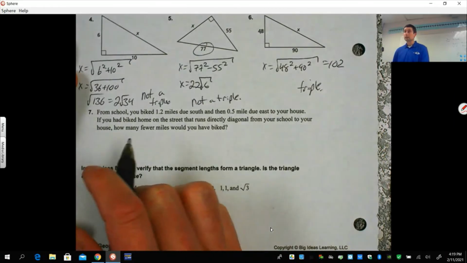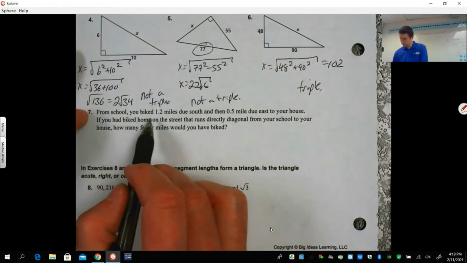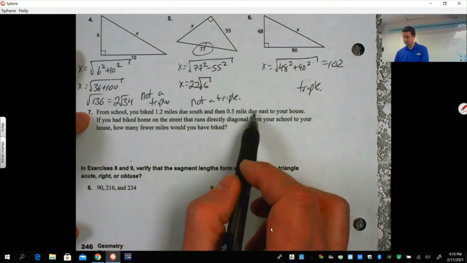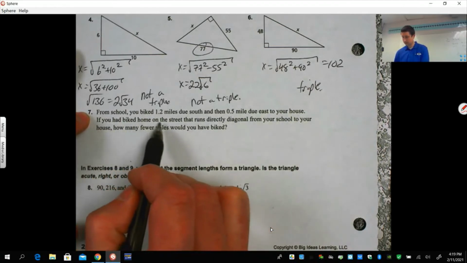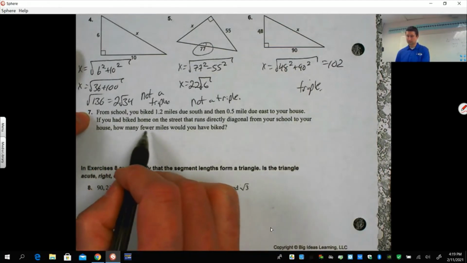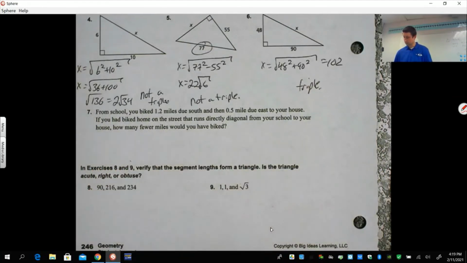Okay, number 7. From school, you biked 1.2 miles due south, then 0.5 miles due east to your house. If you had biked home on the street that runs directly diagonal from your school to your house, how many fewer miles would you have biked? This is a good question for Rambo runs if you're in cross country. Was it better to cut across the field or run around?